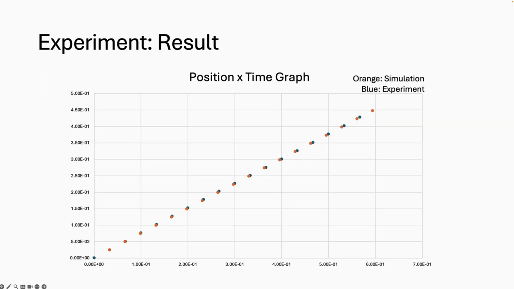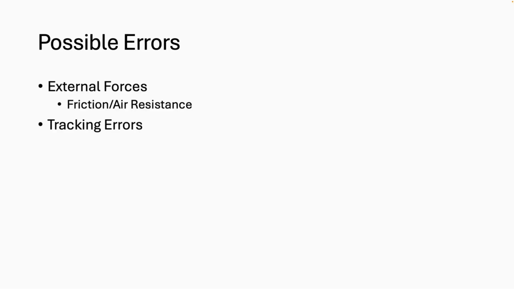The experiment and simulation results match quite nicely. The orange points are the simulation, and the blue points are the experiment. They line up to form a straight line, indicating that there were minimal external forces involved in the experiment, and that the velocity was basically constant. Though the points don't line up perfectly, and why could that be the case? Some possible sources of error are external forces, such as friction and air resistance, and additionally there may be some tracking errors, which may cause the position to differ slightly between the experiment and computational model.